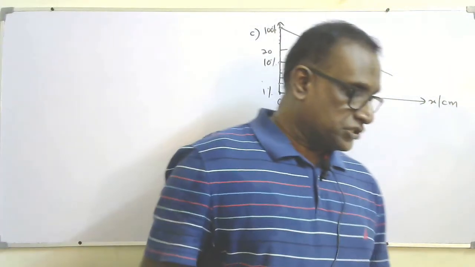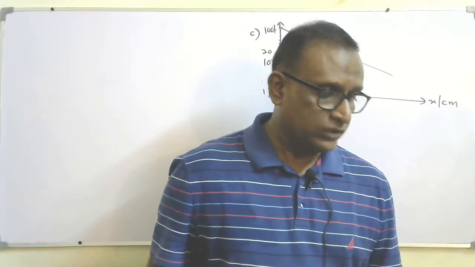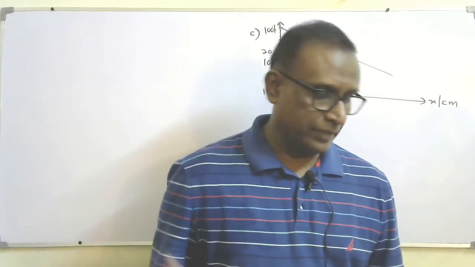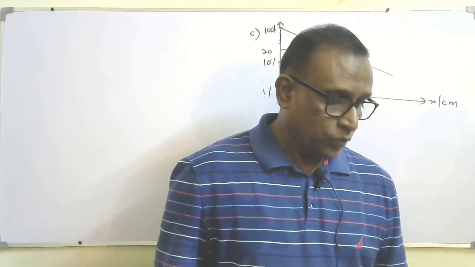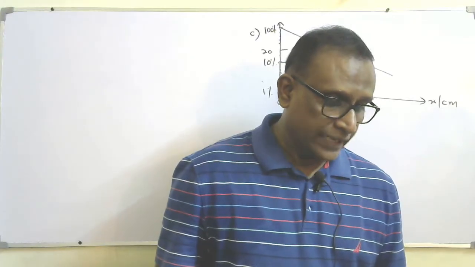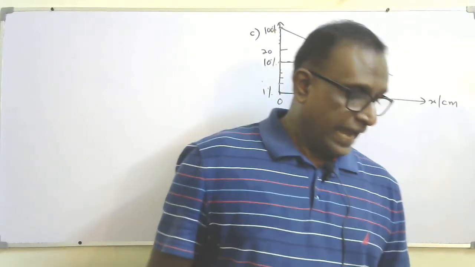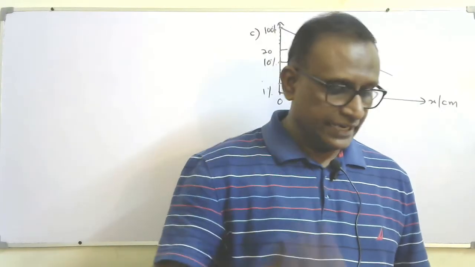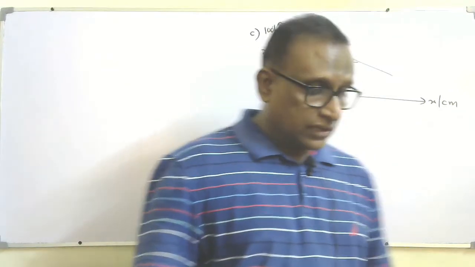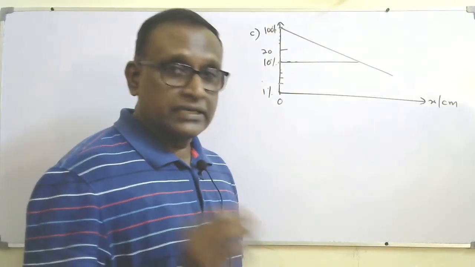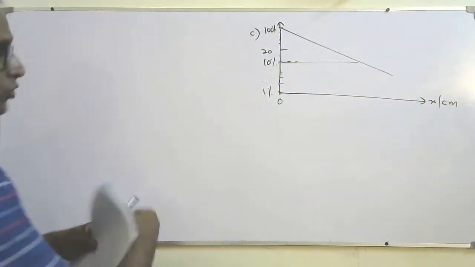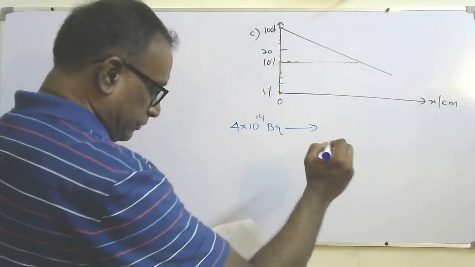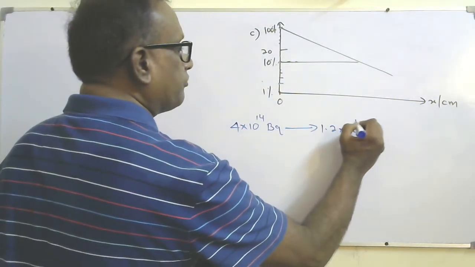The count rate from the source must be reduced from 4 × 10^14 Bq to 1.2 × 10^14 Bq when we are using it, for safety reasons. Deduce whether lead shielding of thickness 1 centimeter would be sufficient to achieve this. So in this question they are saying that for safety reasons there should be a lead shielding. That should reduce the gamma radiation activity from 4 × 10^14 Bq to 1.2 × 10^14 Bq.